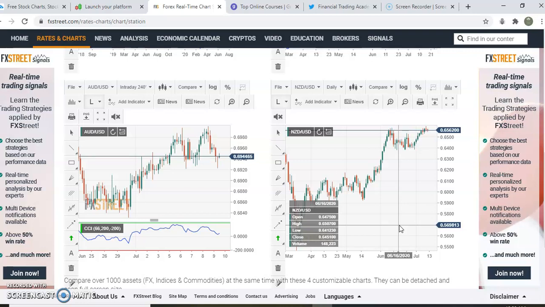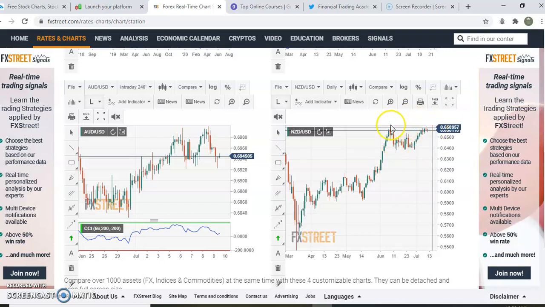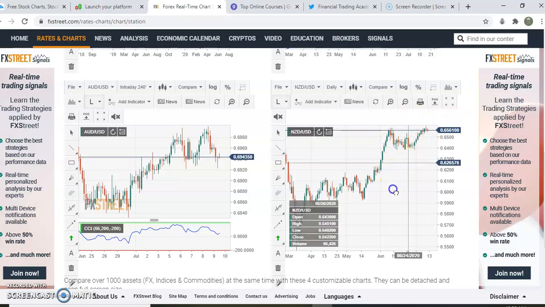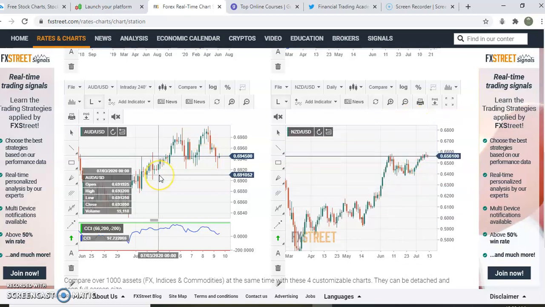For 95% of the time, they move in the same way. So if I would experience here a breakup above this level for the New Zealand dollar against the US dollar, I do believe we're going to see the same for the Australian dollar against the US dollar with a 95% of probability. So the intercorrelation is always a great method to try to forecast the future. As we all know, we cannot forecast the future, it's a matter of probabilities.